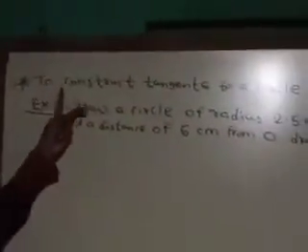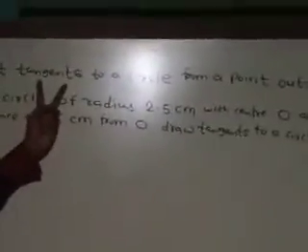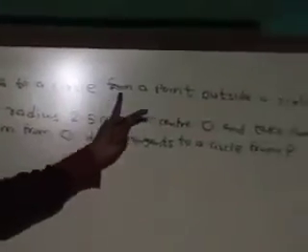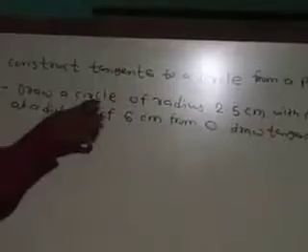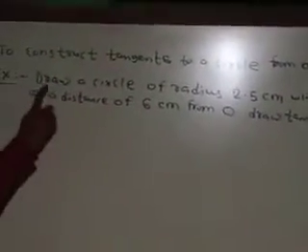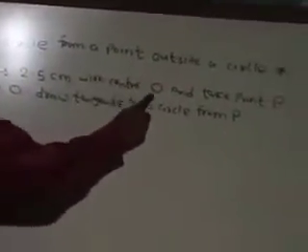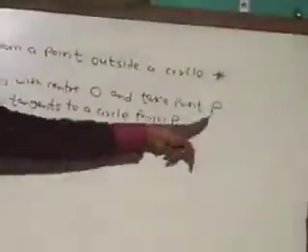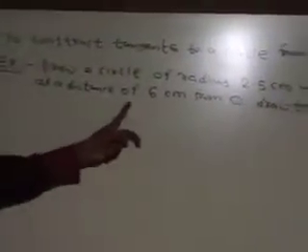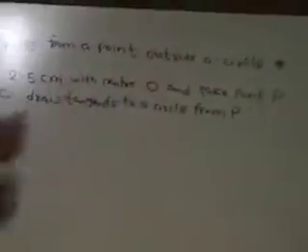Next construction, to construct tangents. Tangents means two, to a circle from a point outside the circle. In the first construction, point P lies on the circle. This is a point outside the circle. Example: draw a circle of radius 2.5 cm with center O and take point P at a distance of 6 cm from O. Draw tangents to the circle from P.